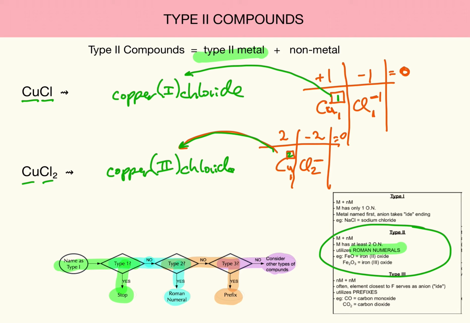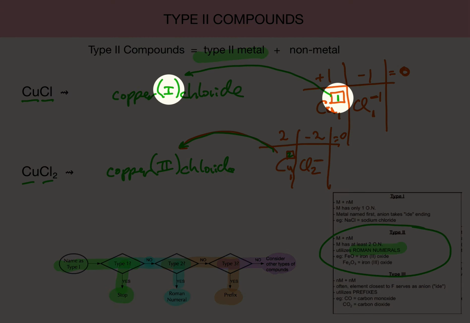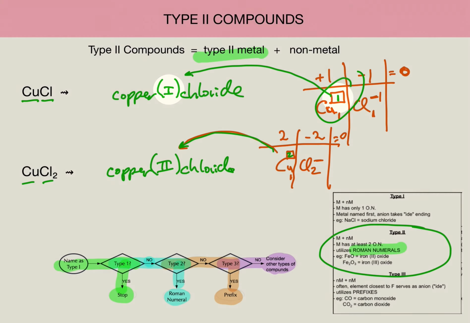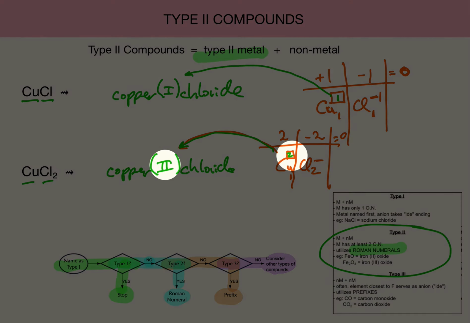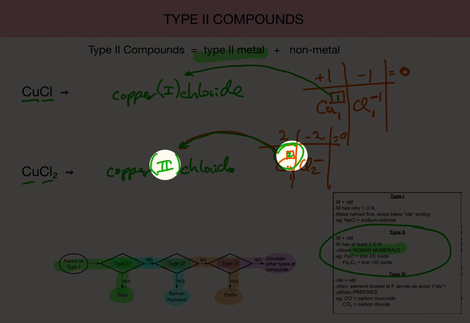And now we've differentiated the two. So the first compound is copper(I) chloride, made from a copper with a charge of +1. And the second compound is copper(II) chloride, made from copper with a charge of +2.